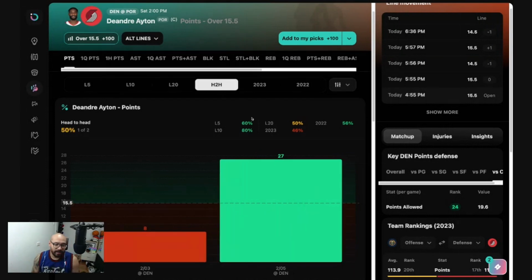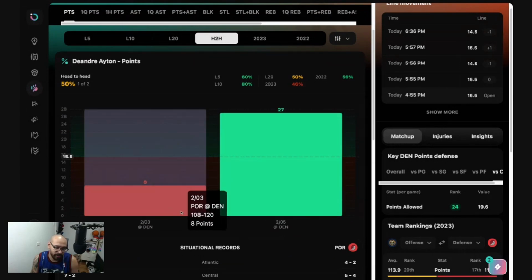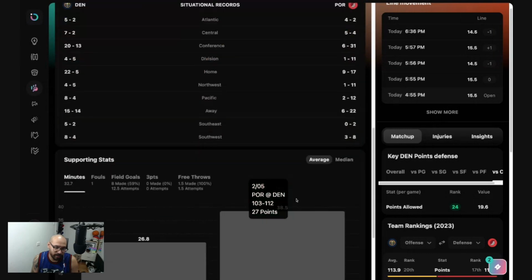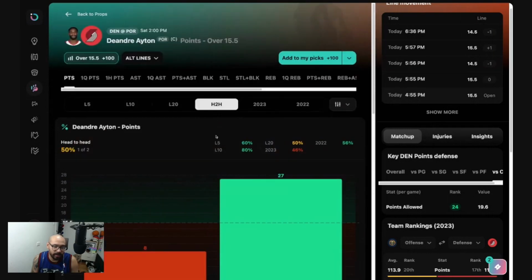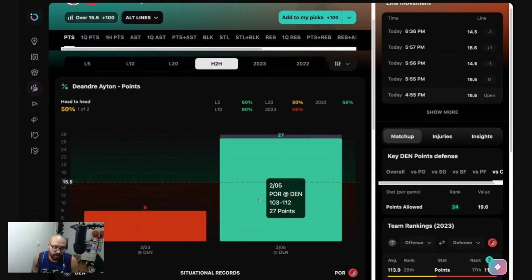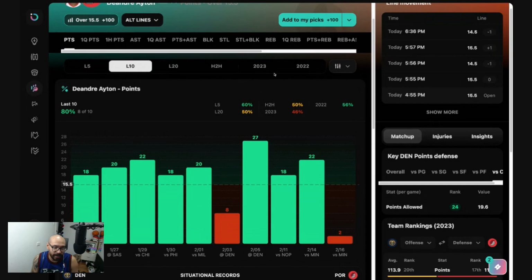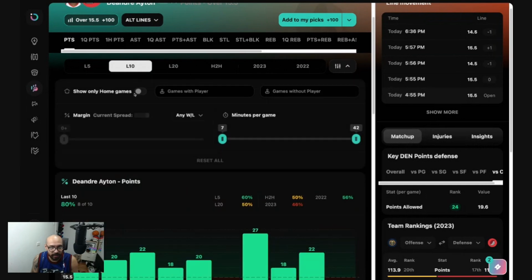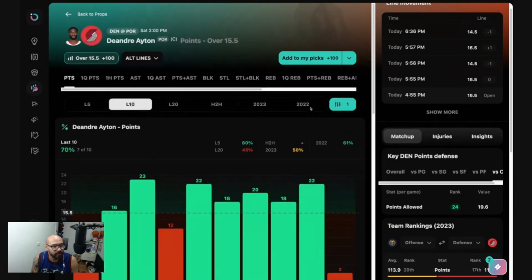Let's have a look at how he's gone against Denver. So he's versed the Nuggets twice, right? And this is the magic of DeAndre Ayton. 8 points in the first matchup, 27 points in the next matchup. Played 26 and then 38 minutes in those 2 games. Both of these games are on the road. So looking at his last 10, he's obviously got this in 8 out of his last 10. Let's check out his last 10 home games, though. And he's covered that in 7 out of his last 10.